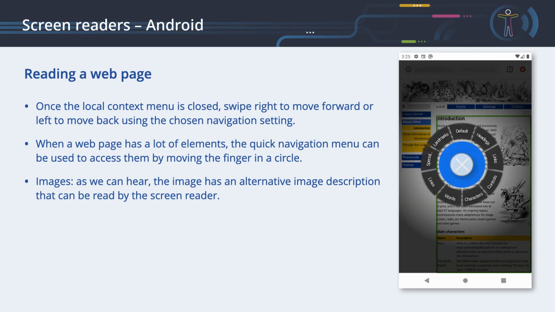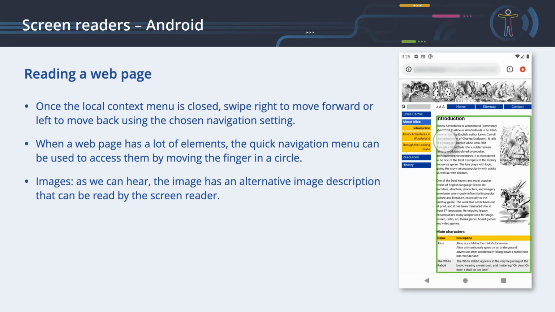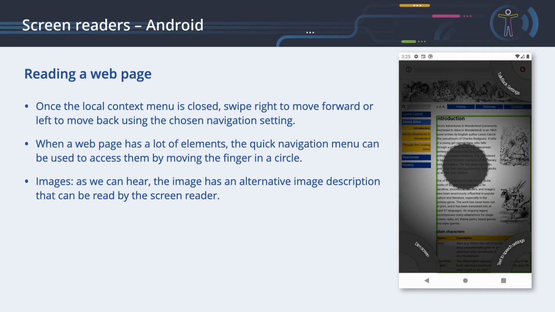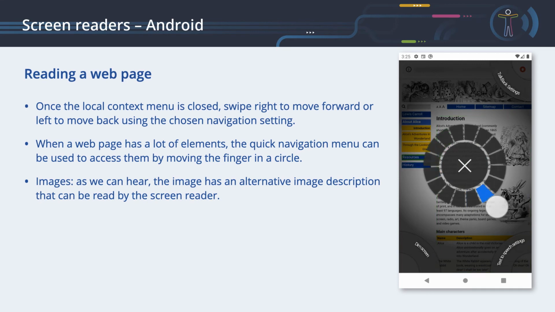Touch the screen and explore in a circle to find an item, then lift to activate. Links. Touch the screen and explore in a circle to find an item, then quick navigation menu. History. In list resources. Through the Looking Glass. In Alice's Adventures in Wonderland. Introduction. Double tap to About Alice. Lewis Sitemap. Home. A large-sized text. A medium-sized text. Double tap to activate. A large home. Lewis Carroll. About Alice. Introduction. Alice's Advent. Through the resources. History. Double tap to activate.